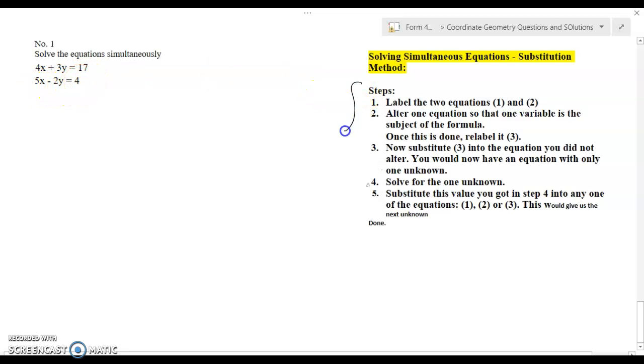And these are the steps I'm going to follow. The first step says to label the two equations 1 and 2. The second step says alter one equation so that one variable is the subject of the formula.